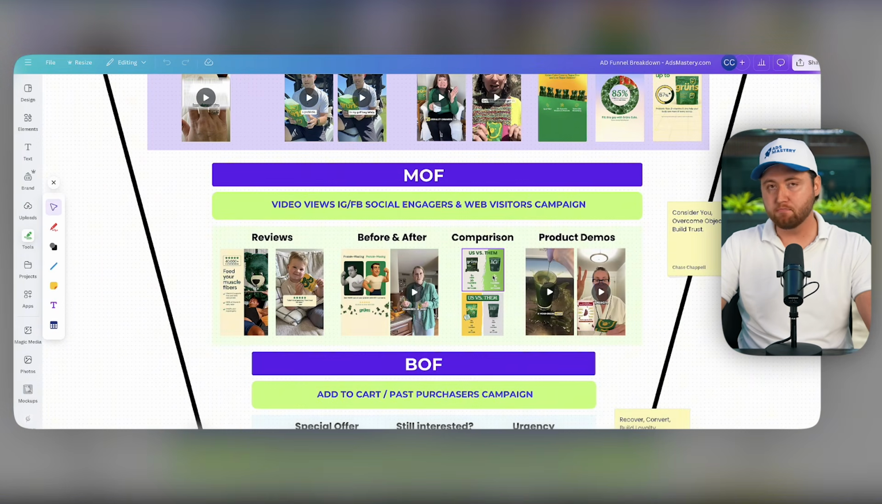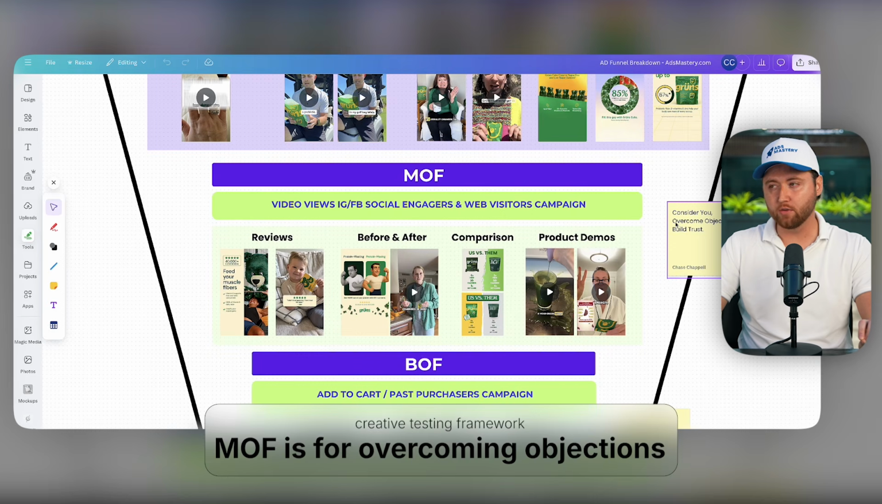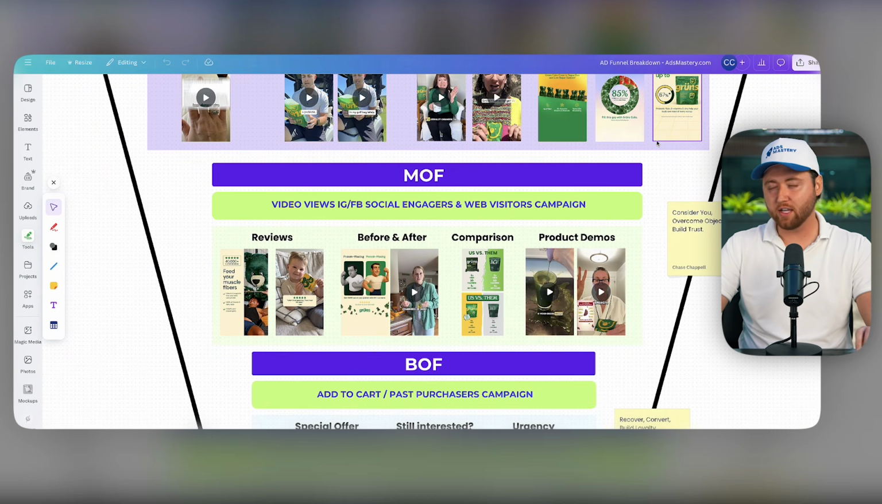The next layer is middle of funnel. And this is where people really consider you and you start to help them overcome objections. So they've already watched a few of these videos maybe, they've discovered your product, they've heard about it. Now you really just want to build trust with them so that way they feel comfortable with buying and they really are bought into the fact of what you're selling.